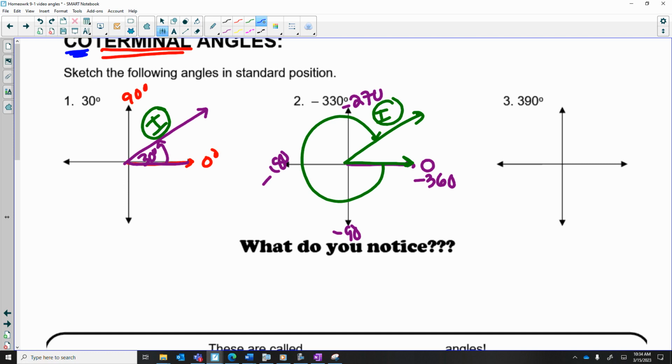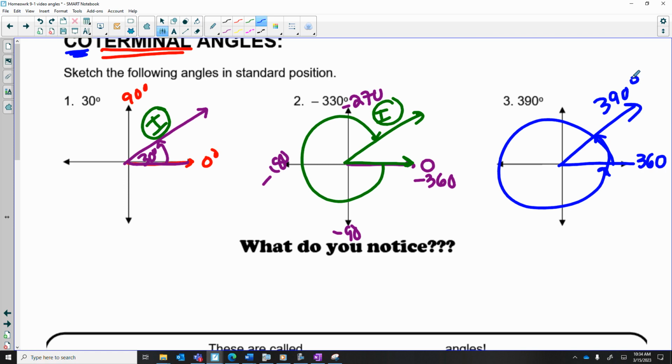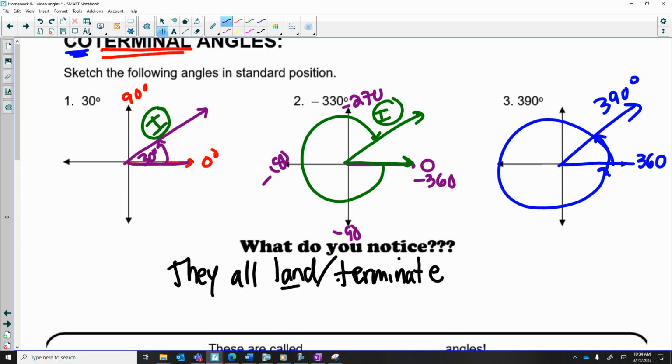Now 390 happens to be more than 360. So we will start here, go all the way around. That would be your 360, but there's going to be an extra little bit. It's going to land right about here. That's going to be your full 390 rotation. Hopefully what you notice is they all land in the same spot or terminate in the same spot. And that's why they are called coterminal angles, because they all land or terminate on the same spot, or ray, terminal ray, we call it. It's where it ends, okay?